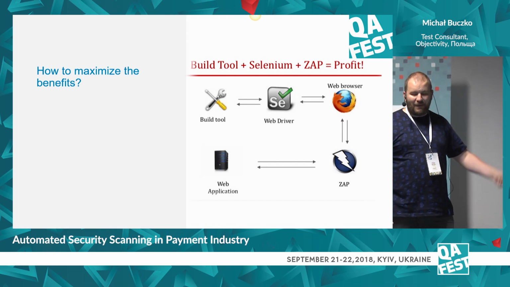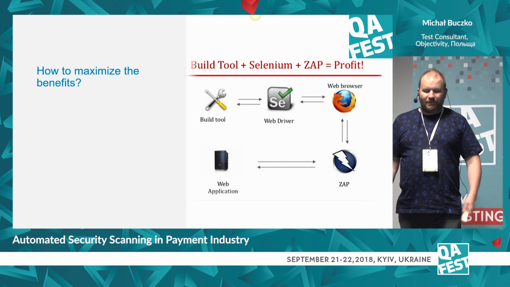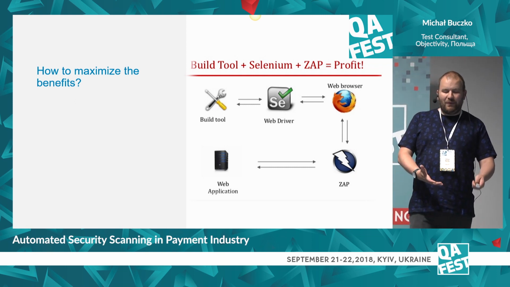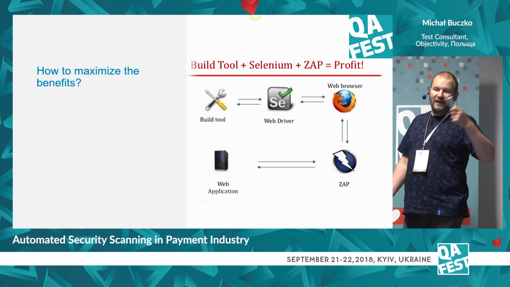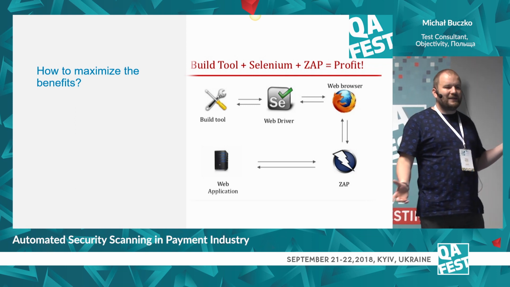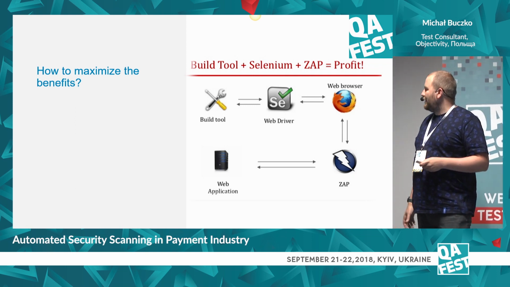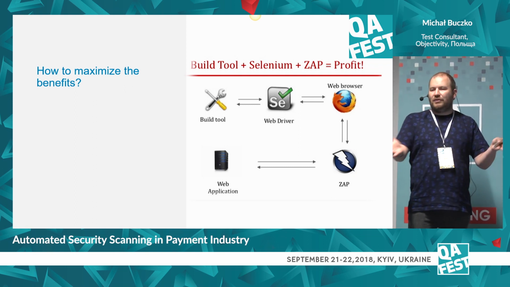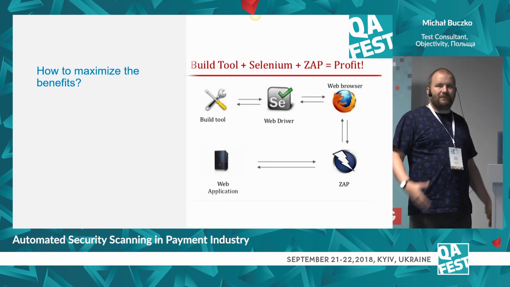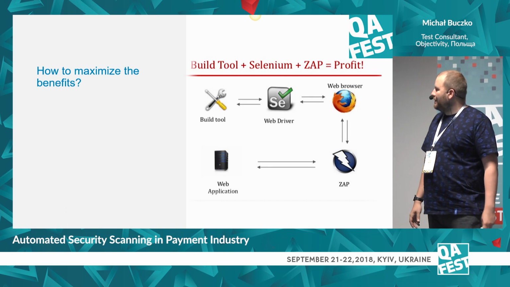integration. So to maximize the benefits, the easiest way is to have the build tool. You have the WebDriver, you have the web browser, ZAP, and a web application, and all of this works together in some sort of pipeline in Jenkins, Hudson, TeamCity, or whatever tool you use to build the software. And then at the end, you've got the results, sent through an email, provided on a job HTML page, wherever you want to store them.